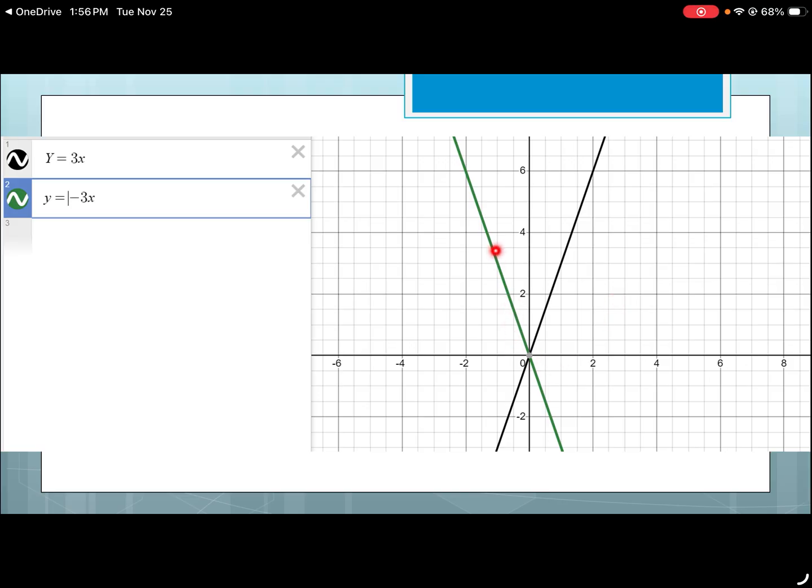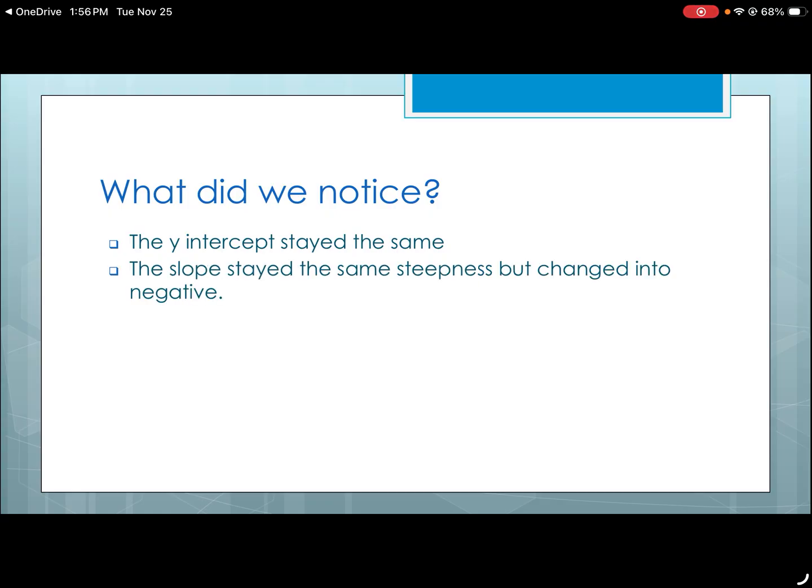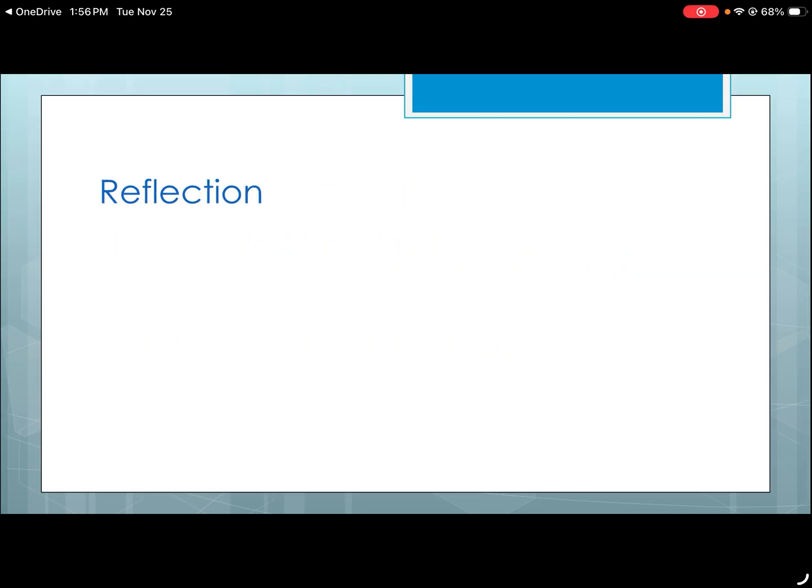And if you look at this point here, it is 1, 3, right? And then this, negative 1, 3. And this point down here is going to be negative 1, negative 3. So all the coordinates have just been reflected, haven't they? They've been reflected off this axis here, and this is the x-axis. So all of these points have been reflected in the x-axis. And so that is what we should have noticed. The y-intercept stayed the same. The slope stayed the same steepness, but changed into negative. They look like reflections of each other. And that's what they are.